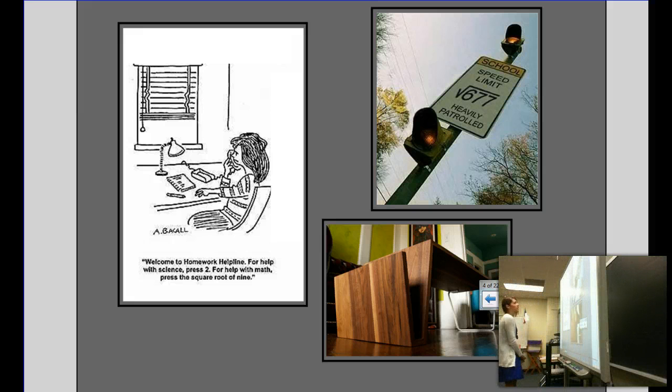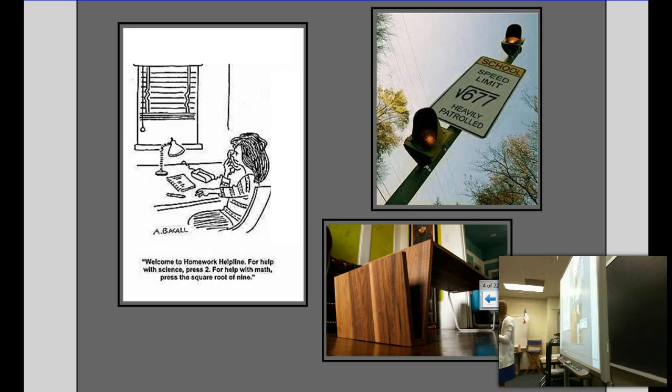Okay, look, this is cute. She's on the phone, and it says, welcome to Homework Helpline. For help with science, press 2. For help with math, press the square root of 9. Ha ha. You have to already know math to even get help with math. I wish that road sign, that's going to be dangerous. Speed limit, square root of 677, heavily controlled.